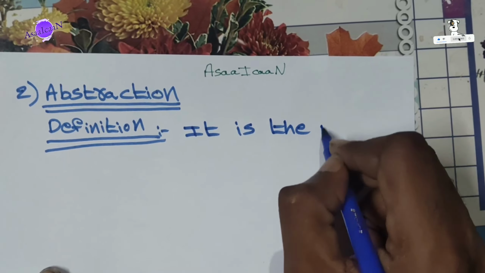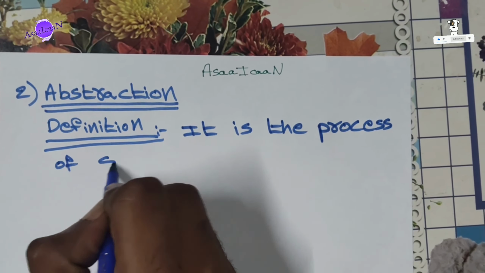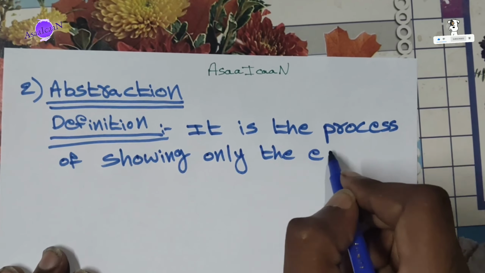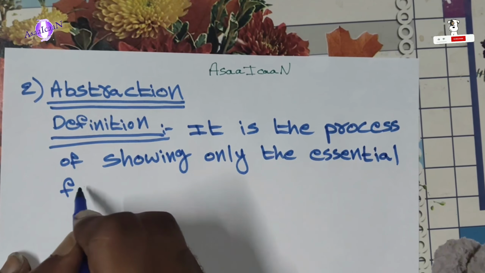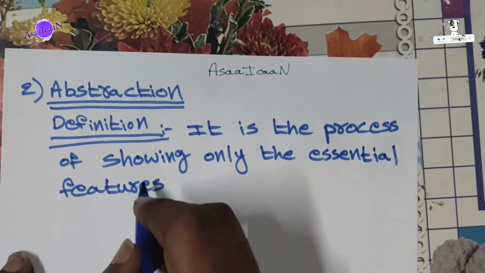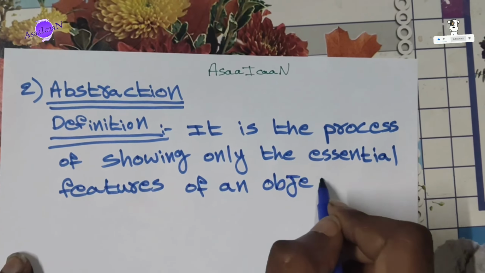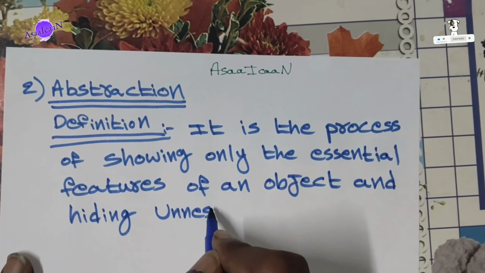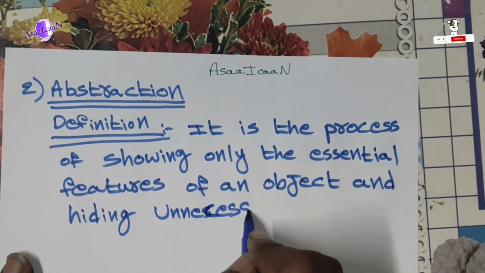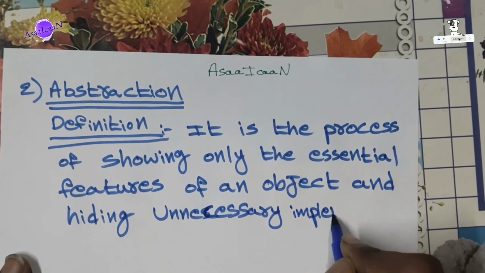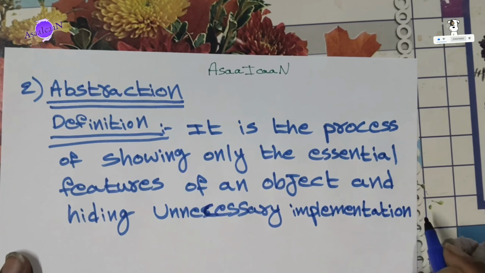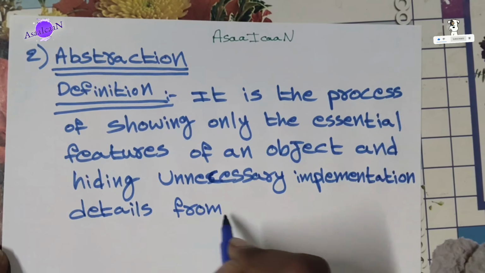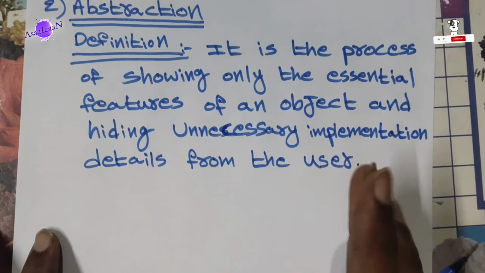It is the process of showing only the essential features of an object and hiding unnecessary implementation details from the user. That's it. This is the definition of abstraction.